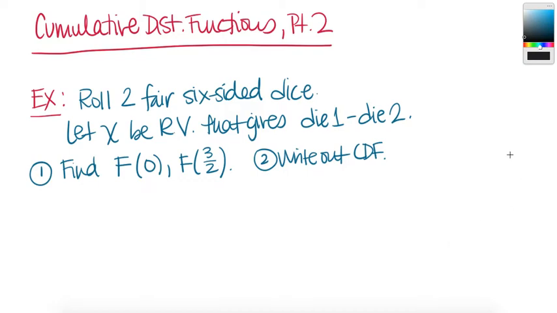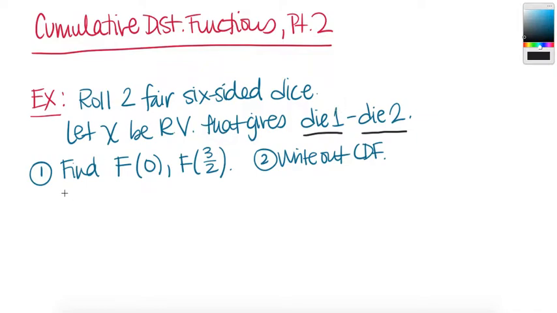Hi everybody. We are going to be doing another cumulative distribution function example. It is going to have to do with rolling two fair six-sided dice, which is an example that we are really familiar with. We're going to let x be the random variable that gives the first die minus the second die. We talked about this example in either the random variable or probability mass function video, or both.